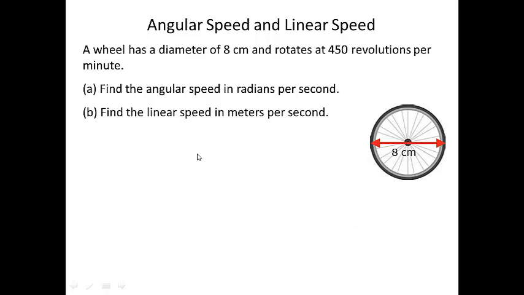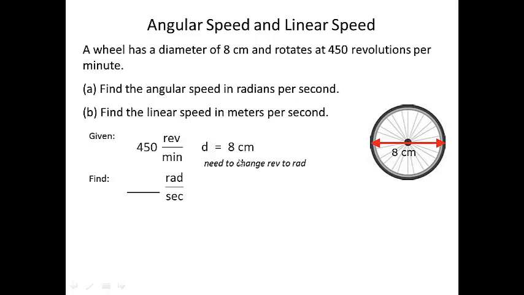All right. I hope you took good notes, because now you're going to do this one. Okay. Pause the video and come back when you have some answers for me. All right. So if you've done here, we're going to find the angular speed. We're given 450 revolutions per minute. We're given 8 centimeters in the diameter of my wheel. We're trying to find radians per second, so we need to change my revolutions to radians and my minutes to seconds.